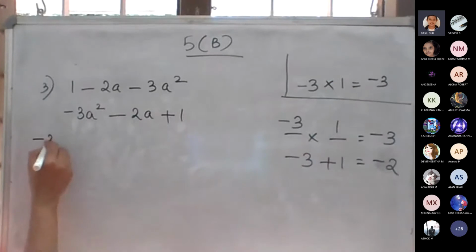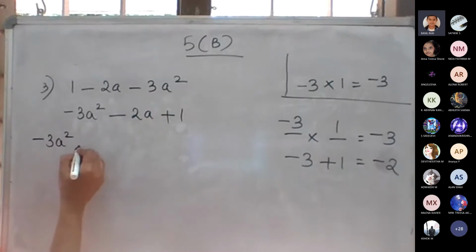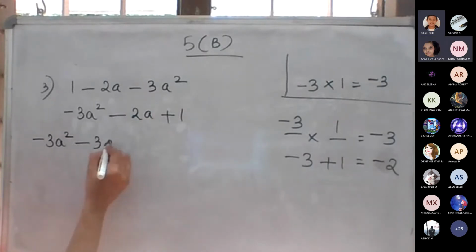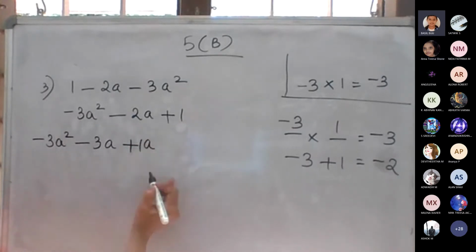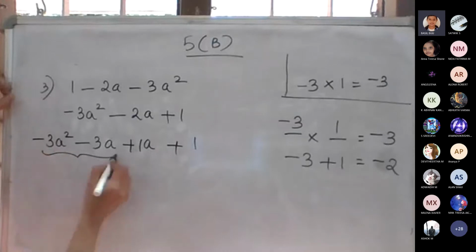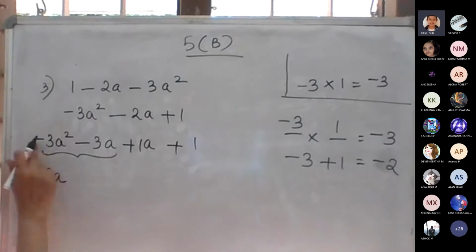So negative 3a square, then negative 2a we have to split. So it will be what? Negative 3a plus 1a, then plus 1. Write it as 1a, no problem, then plus 1. From here, from these two, what can we take? 3a. We can take negative also, no? Both have a negative sign, so we can take negative also.